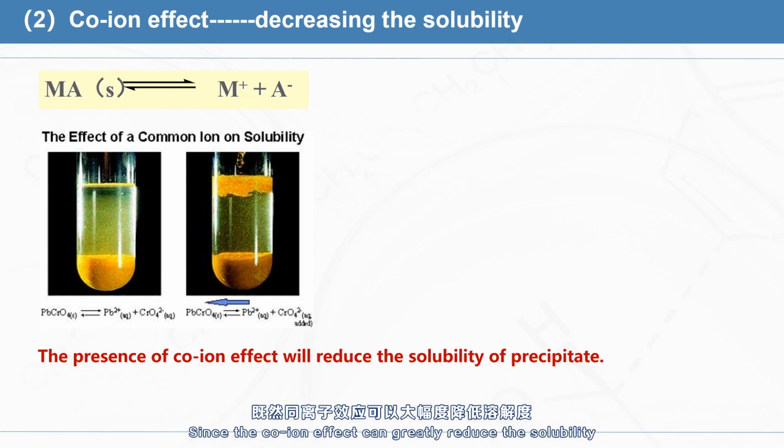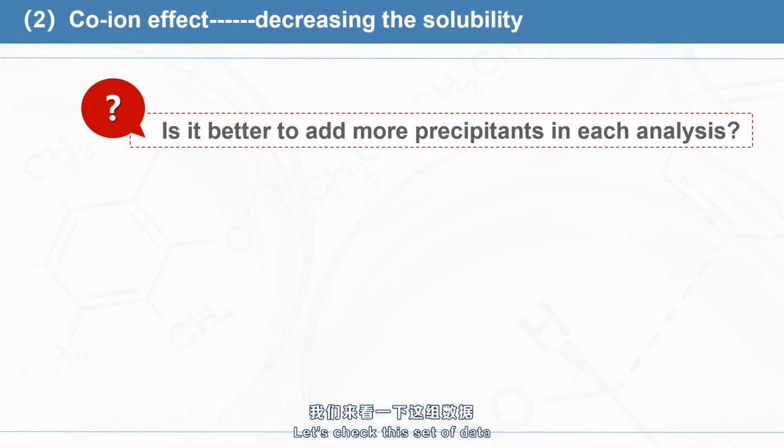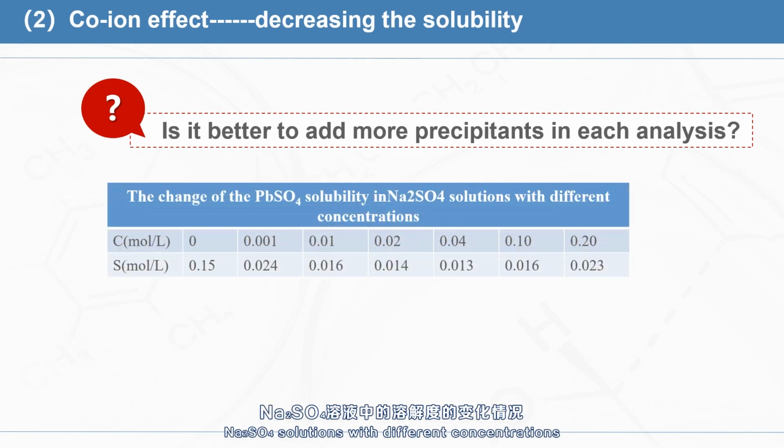Since the cold ion effect can greatly reduce the solubility, is it better to add more precipitants in each analysis? Let's check this set of data. It describes the change of the lead sulfate solubility in sodium sulfate solutions with different concentrations. The crystalline ion of sodium sulfate is sulfate. The top row is the concentrations of sulfate, and the bottom row is a change about precipitate solubility.